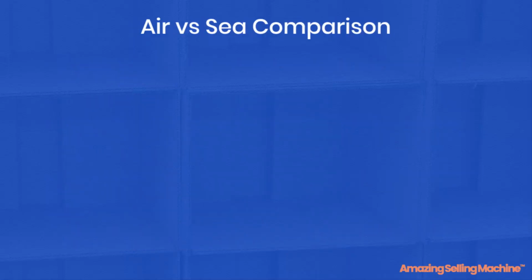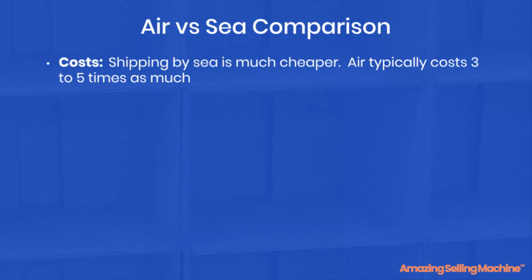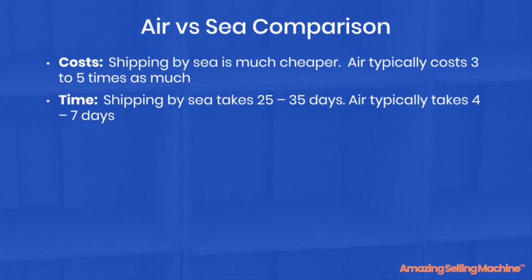Now let's do a quick comparison of air versus sea shipping. The main difference is cost. Shipping by sea is much cheaper, and air typically costs 3 to 5 times as much. But with those lower costs come increased time. Shipping by sea can take 25 to 35 days, and by air, only 4 to 7 days. And keep in mind, these don't take into account any amount of time that you may need to get your products cleared through customs, which is usually only a few days.